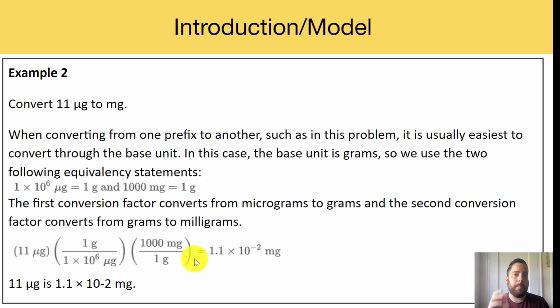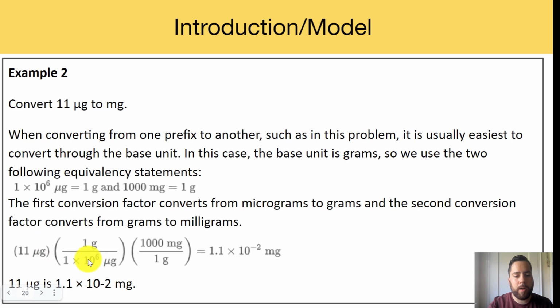In this case, the base unit is the gram. If you look at your prefix chart, the gram is 10 to the 0 as its notation. This is just a recommendation. You can do it in one step if that makes more sense to you, but we usually recommend doing this in 2 steps, converting through the base unit. So we're going to start out by writing what we're starting with, that is 11 micrograms.